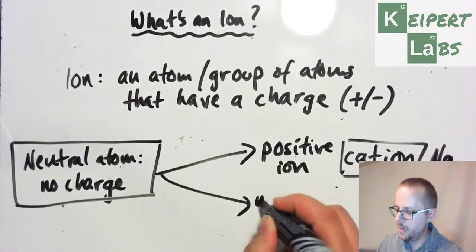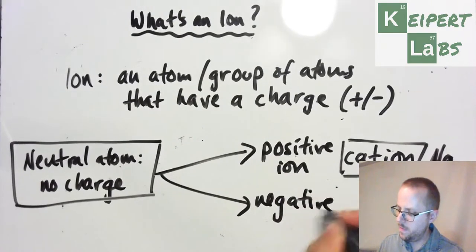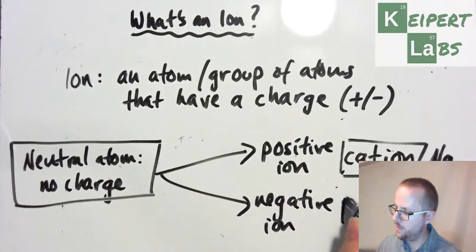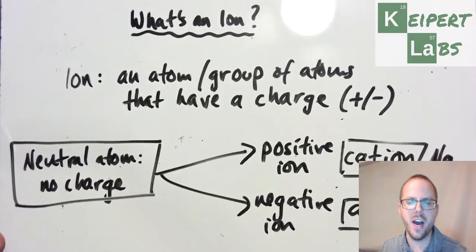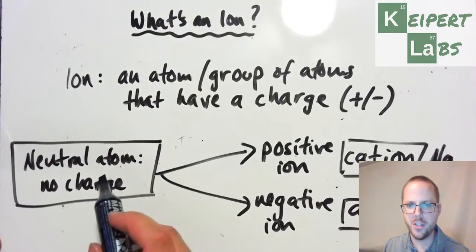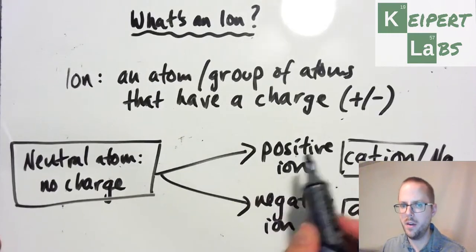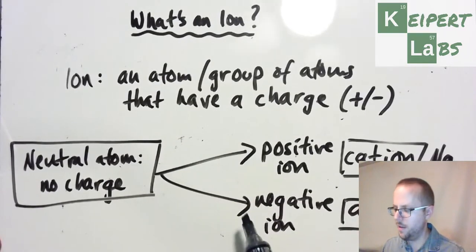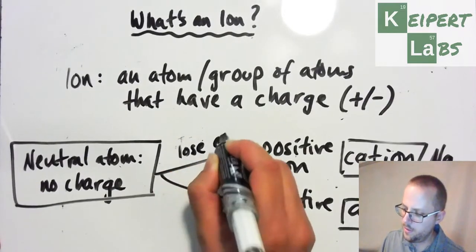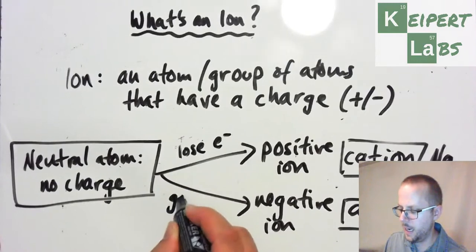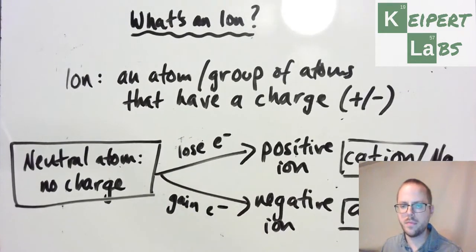Okay, but we can also make a negative ion, like we did with our oxygen, and we give this the name of an anion. Now it also looks like you should say it like onion, but we pronounce it anion, like our oxygen that we had there. So a neutral atom which has no charge can become either a positive ion or a negative ion. It becomes a positive ion by losing electrons, or it becomes a negative ion by gaining electrons.